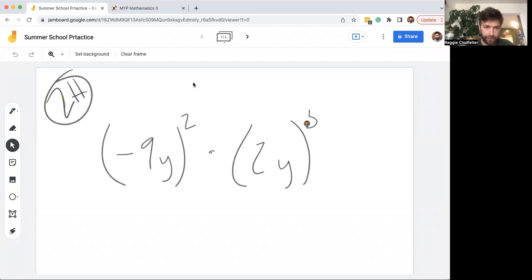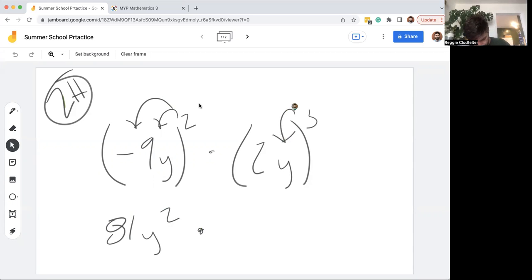So first I'm going to use the power of a product rule. I'm going to apply the exponent to both parts of the parenthetical. So negative 9 squared is 81, y squared. And then on the other side, same thing. I'm going to apply my exponent to both parts. 2 cubed is 8. Y to the third power is just y to the third power.